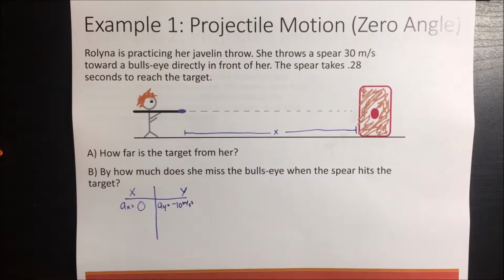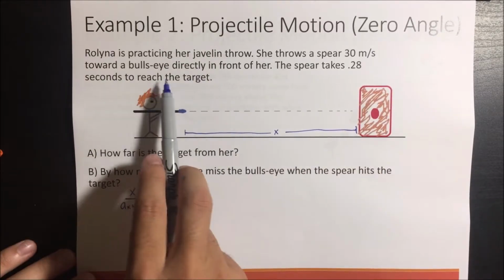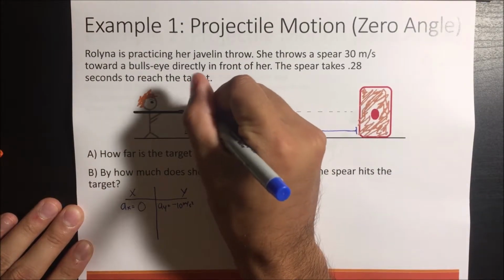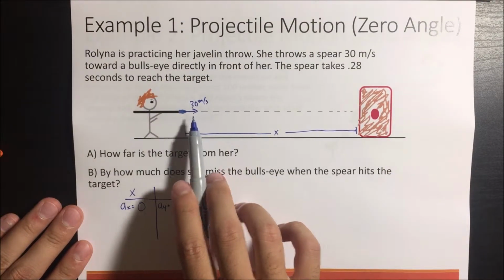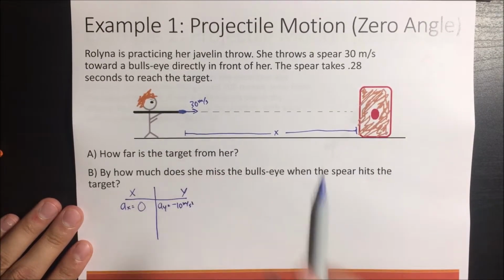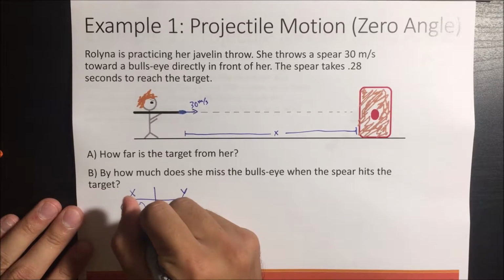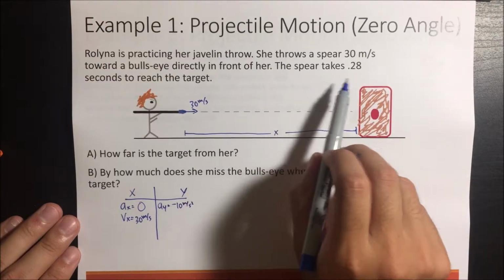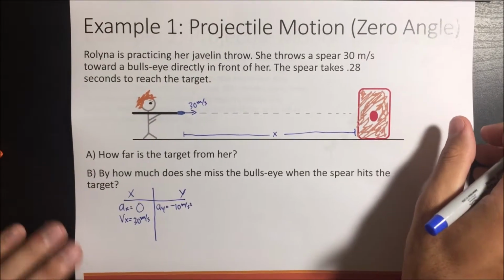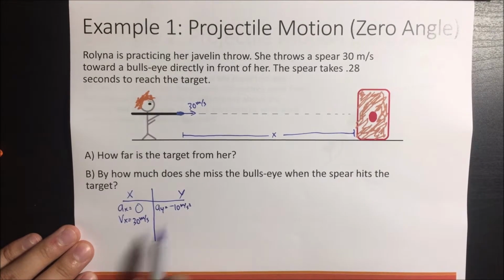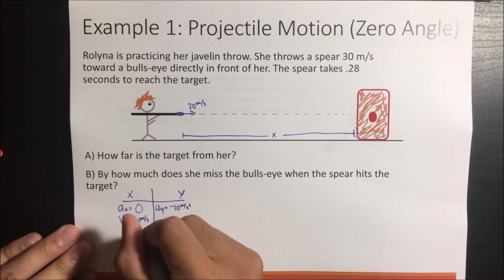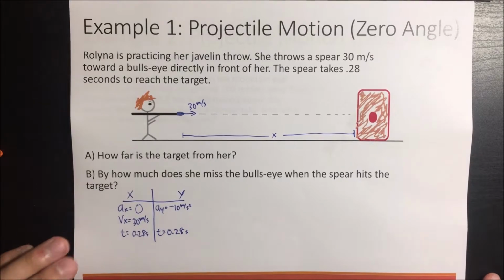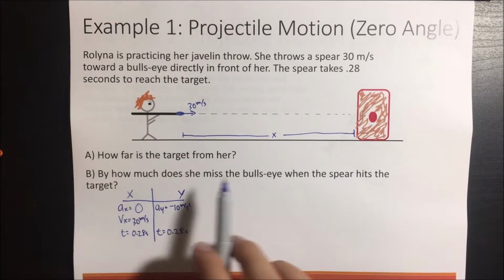Okay, next thing that we know is she throws a spear 30 meters per second towards a bullseye directly in front of her. So she throws this like this, 30 meters per second. And if we notice, this is all in the X direction. So we can say the velocity in the X is 30 meters per second. And the spear takes 0.28 seconds to reach the target. So the time is the only thing that's going to belong to both of these. So we know in the X direction, the time is 0.28 seconds, and in the Y direction, it's 0.28 seconds. Okay? Now, how far is the target from her?